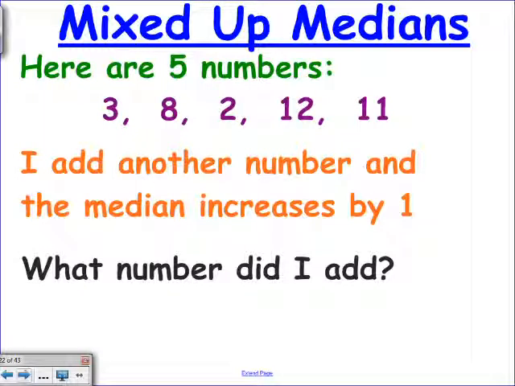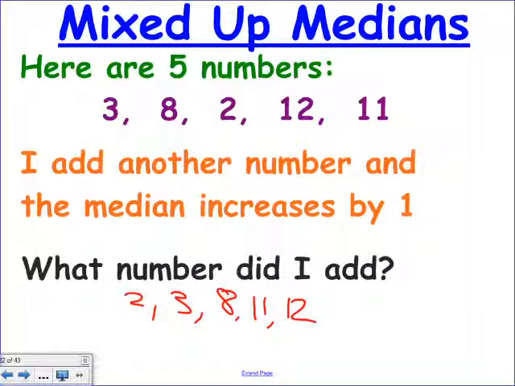I've been kind. Here are 5 numbers. I add another number and the median increases by 1. What number did I add? We're just about there. So how do I calculate the median? What's my first step? Put them in order. So I've got 2, 3, 8, 11 and 12. Before I add my number, what is my current median? 8. Everyone happy with that?